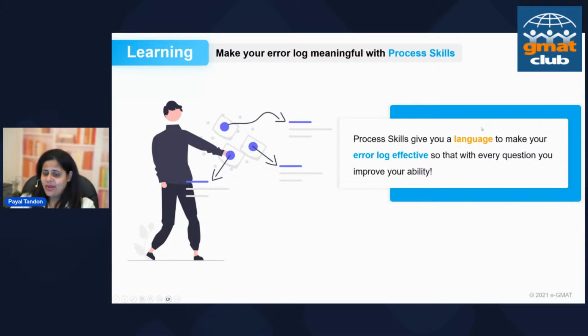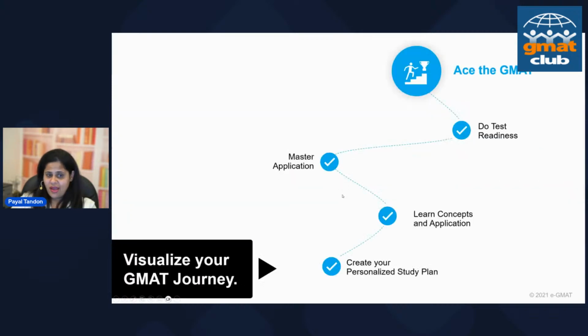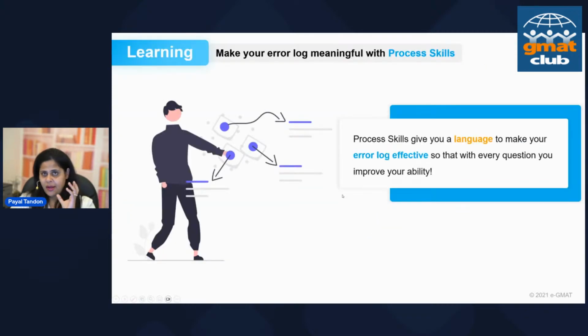I want to make sure that you all make a very meaningful error log. An error log becomes very meaningful once you start using process skills, because process skills give you that language that ensures that you're not repeating the mistakes that you're making. Never ever use the terminology, oh, I made a silly mistake. Never ever do that. So very, very important.